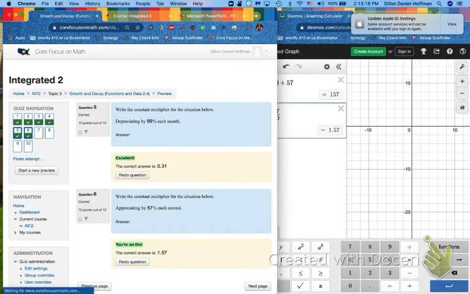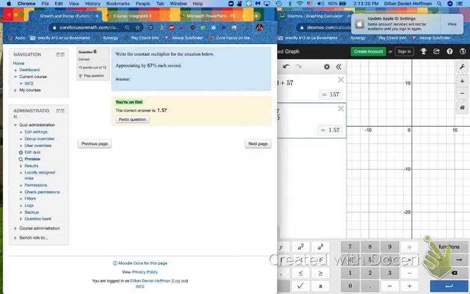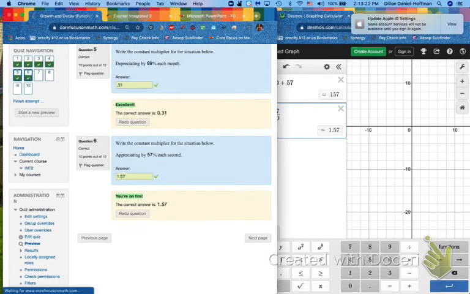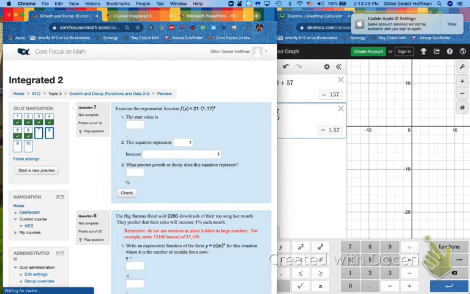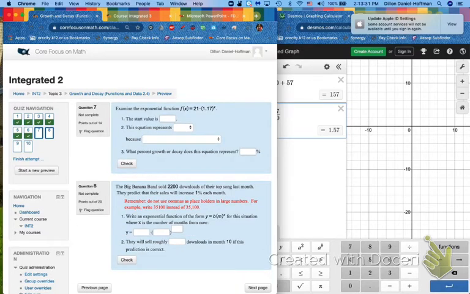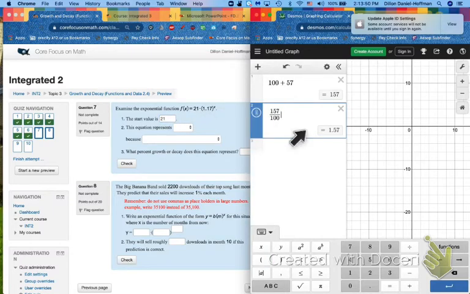All right, 1 through 6. If you've done this much, then you're 6 out of 10 through your problems. Now we're going to apply this to the last 4. Number 7 says, examine the exponential function f of x equals 21 times 1.17 to the x power. Start value is, remember that's always your first number, so for me that's 21. Your multiplier is 1.17.